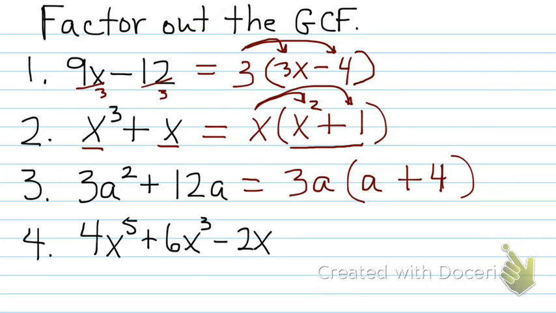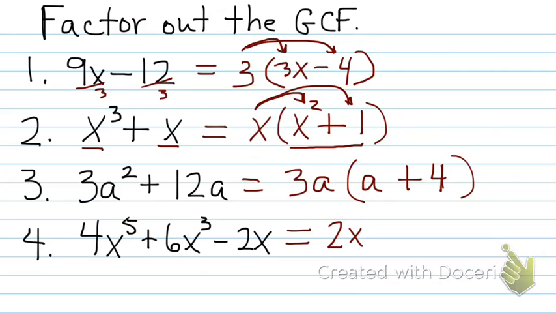So you should stop the video and give this a try, and then you can check the answer against what I get. Let's go ahead and do this. So for 4, 6, and 2, the GCF is going to be 2, and the smallest power of x would be x. So in other words, each of these has a factor of x.